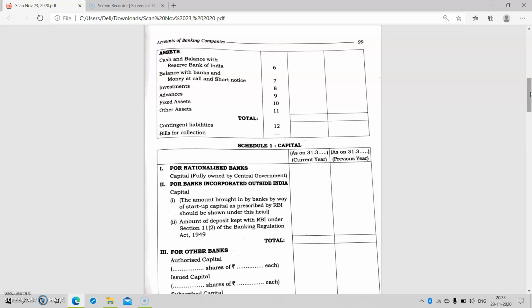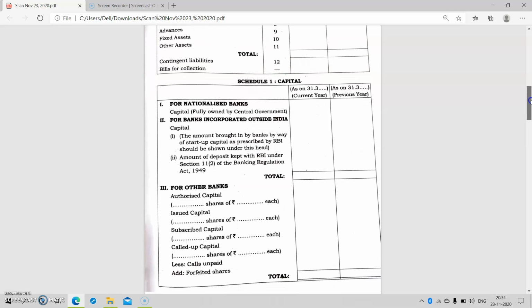And bills for collection are those bills which are entrusted to the banker for collection. So if at the end of the accounting period some bills are lying uncollected as bills for collection, that is, if someone has entrusted the bank to collect them, then that can be shown there, without any schedule number. It doesn't have any schedule number. So these are just like footnotes to the balance sheet.